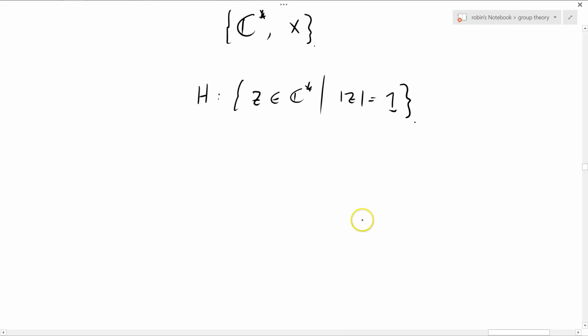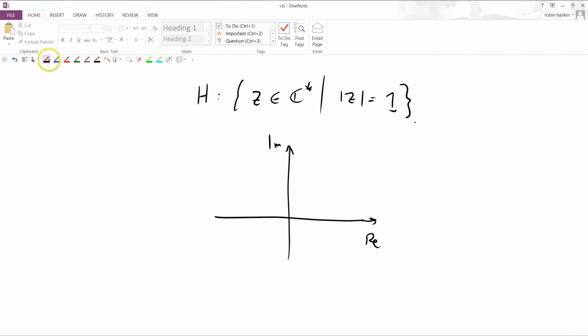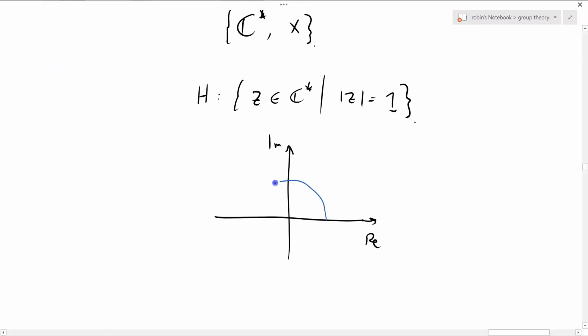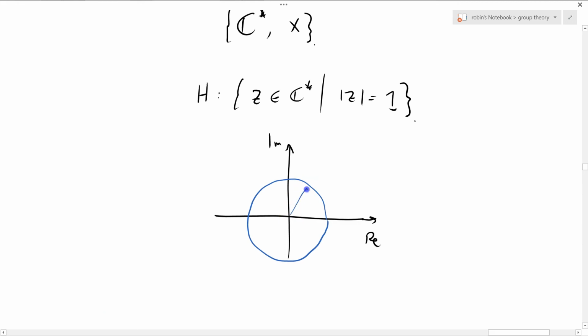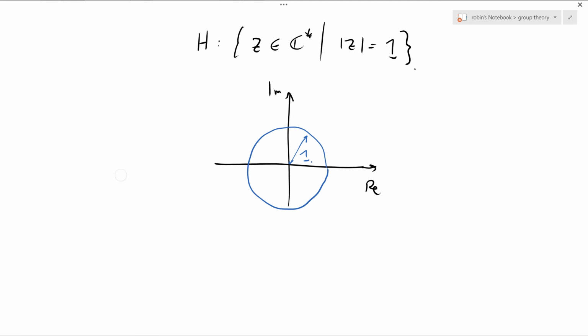Yeah, so what does it look like on the complex plane? If I just draw the real and imaginary axis, like that, I'm going to use a slightly different colour here, I'm going to use blue, then I'm considering numbers that are on the unit circle there with radius equal to 1. So what do they look like?